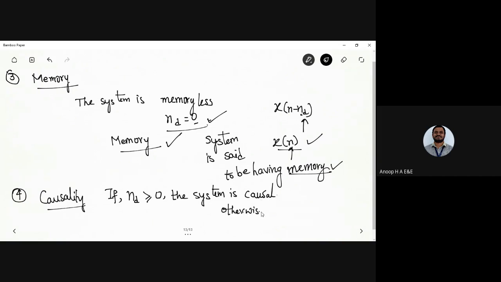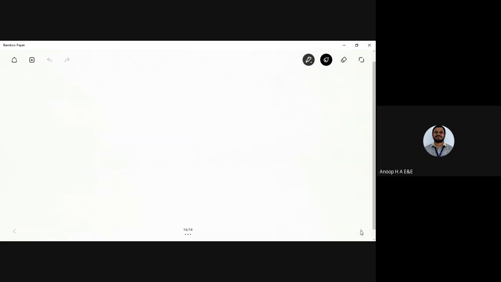Otherwise, we can call it a non causal system. Got it? So I hope you can refresh what we mean by causality of the system.